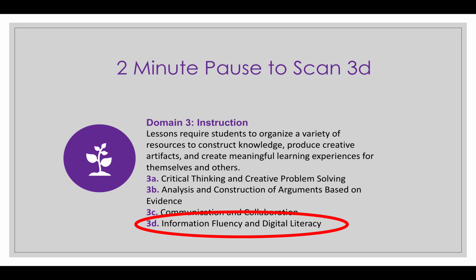We will now pause for 2 minutes for you to scan Indicator 3D. As before, make note of any questions, anything that is unclear to you, and the ways that you're already working towards this indicator in your classroom.